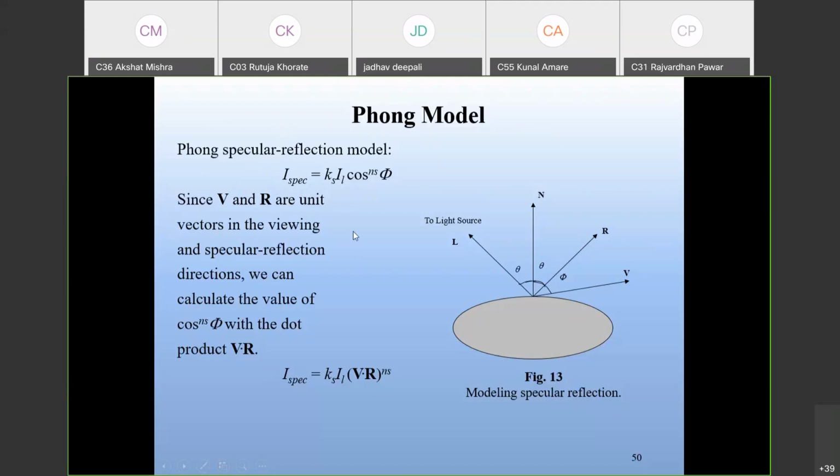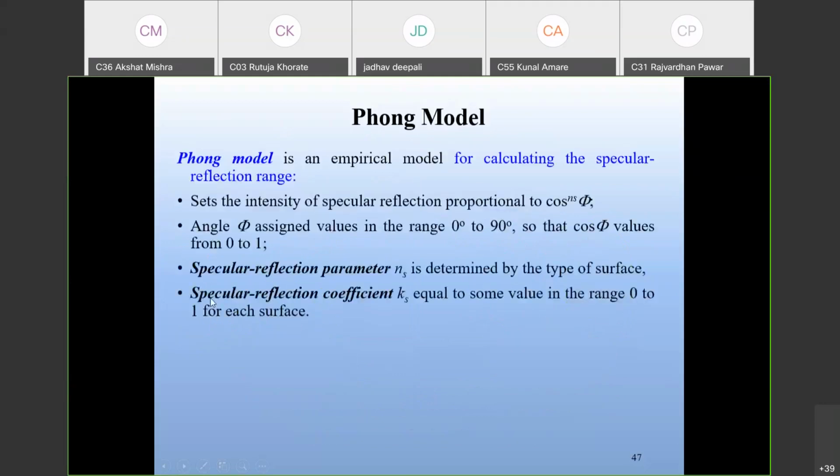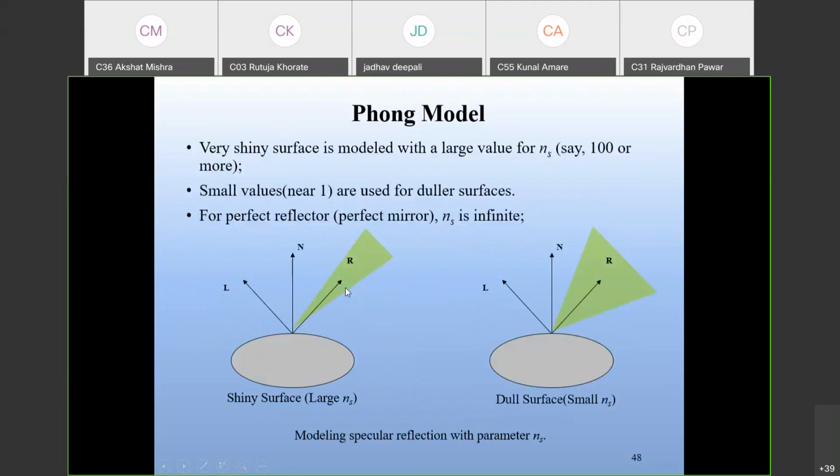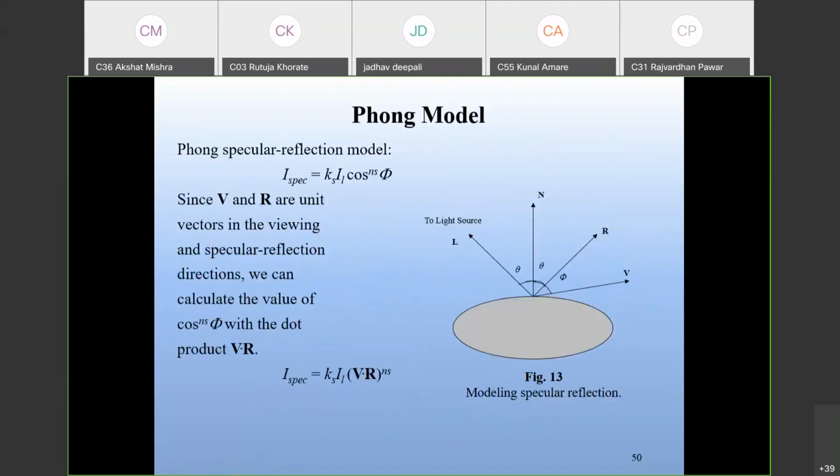Ks. What is this Ks? It is the specular reflection coefficient. In the previous models we used the diffuse reflection coefficient and the ambient reflection coefficient. So in this way Ks is multiplied with IL if there is a point source. The light source has intensity IL, multiplied with cos to the power ns of phi. Phi is the angle between the reflection and the viewer direction, so we calculate that cos for this phi, raised to the power ns.